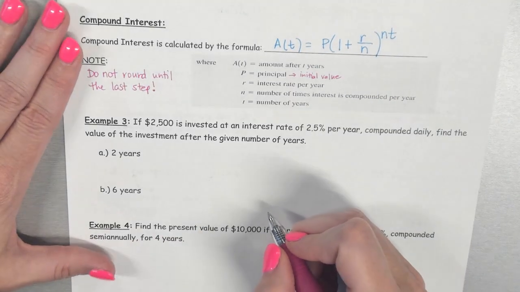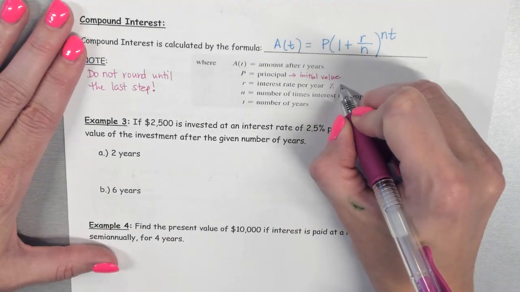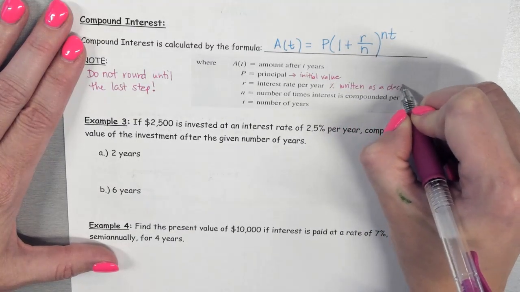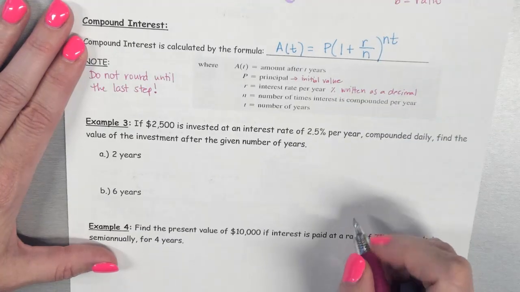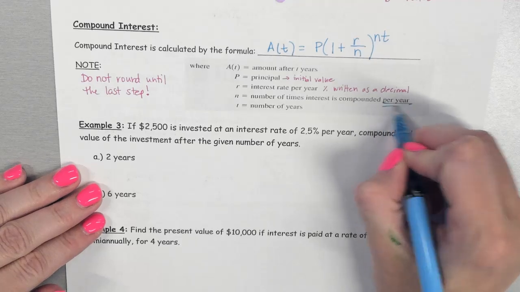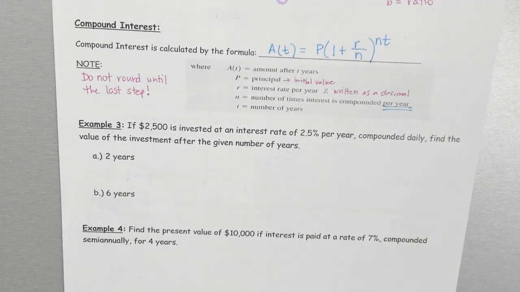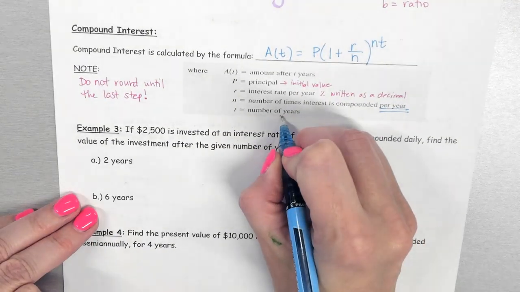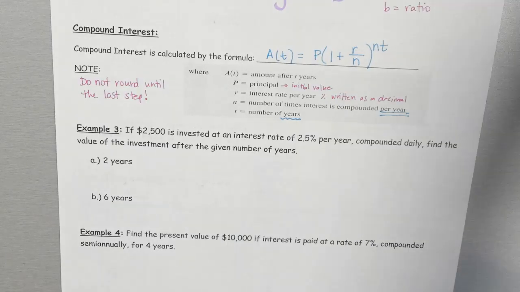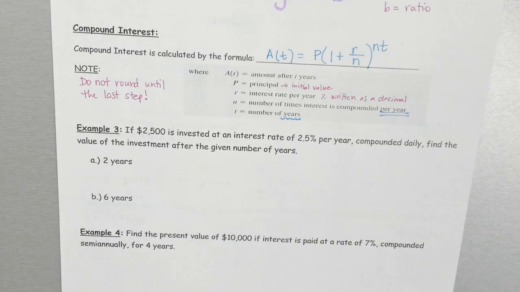The interest rate per year is a percent written as a decimal, so we are going to have to convert that. And then N is the number of times interest is compounded per year. We're going to talk about some different cases with that. And then T is the number of years. So if they gave it to you in months, you would have to convert that to years, which is something you may have done previously, but this year they are mostly going to give that to you in years, okay?